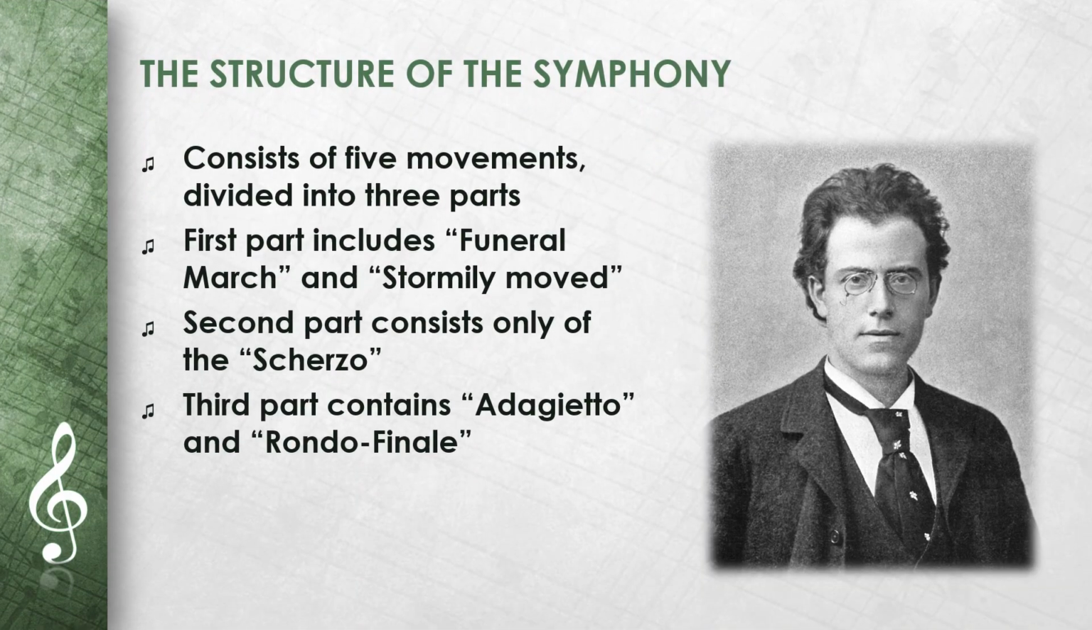The Symphony No. 5 consists of 5 movements, divided into 3 parts. The first part includes the first movement, Funeral March, and the second movement, Stormily Moved. The second part consists only of the third movement, Scherzo. The third part contains the fourth movement, Adagietto, and the fifth movement, Rondo Finale. This structure gives the symphony a symmetrical form and a clear dramaturgy.